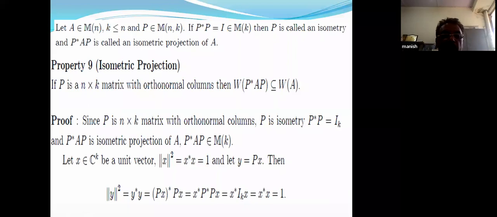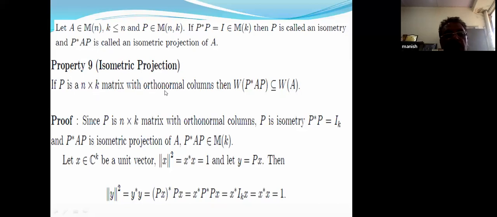Now a related property is the isometric projection. What is an isometry? If A belongs to Mn and K is less than or equal to the order of this matrix, then P belonging to M n,K is an isometry if P star P is equal to identity. And we can see this P star P belongs to Mk. That is, P star P is a square matrix of order K. Then P is called an isometry and P star AP is an isometric projection.